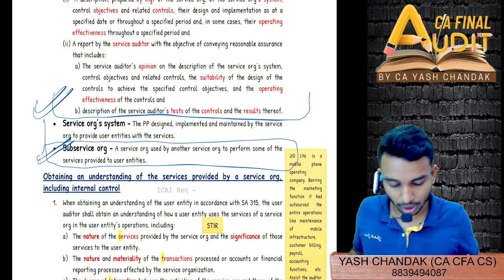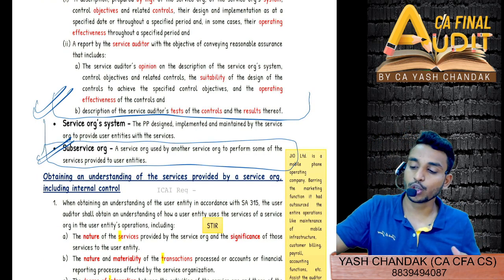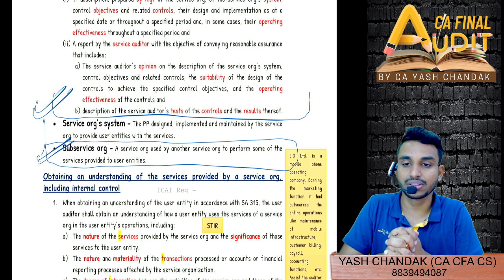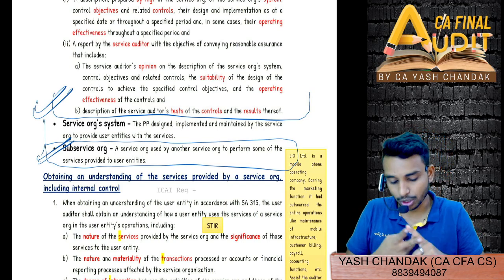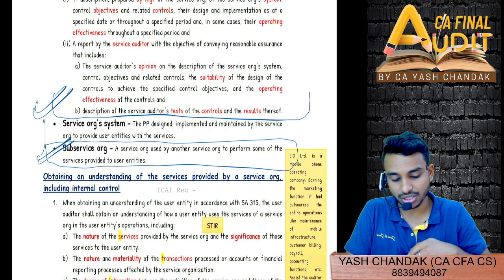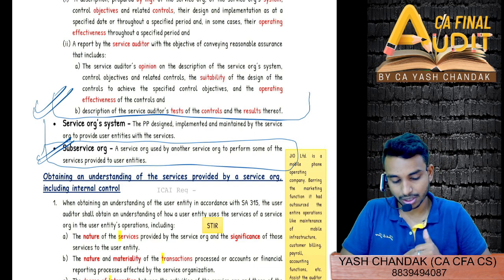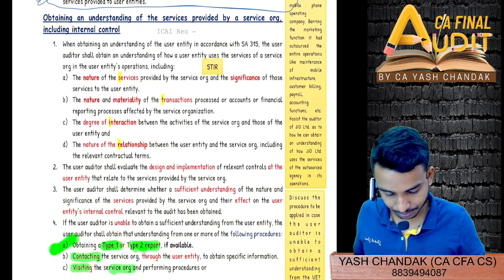And also sub-service organization. Tell me what you mean by sub-service organization by reading just this. Read type 1 report, type 2 report, and sub-service organization and service organization system. Then we'll move forward.